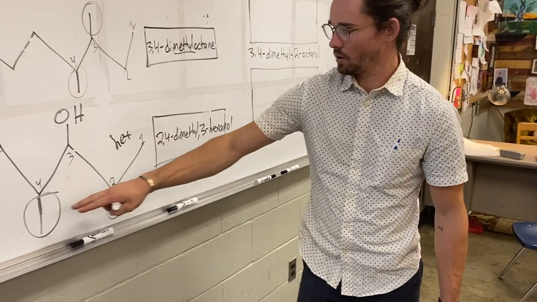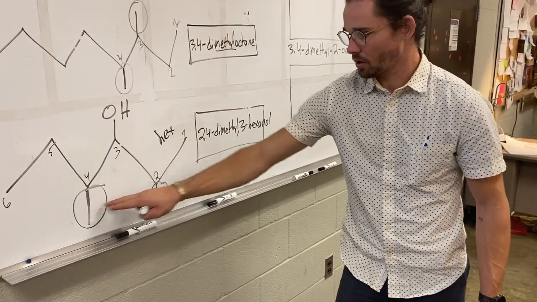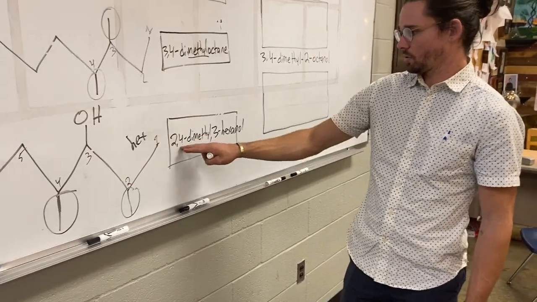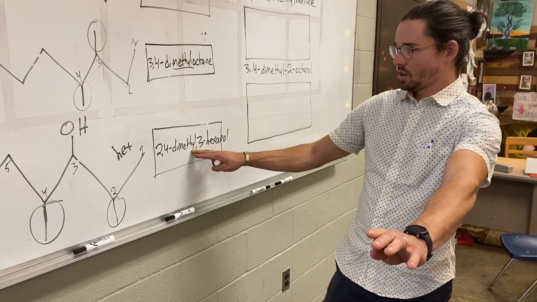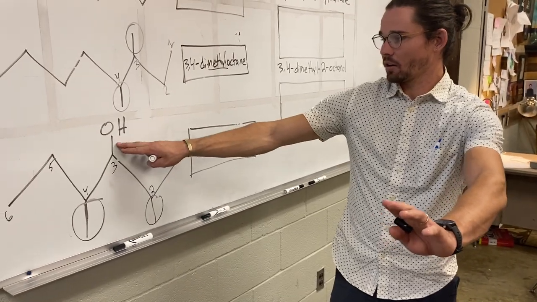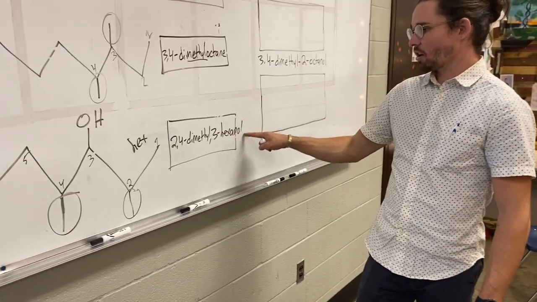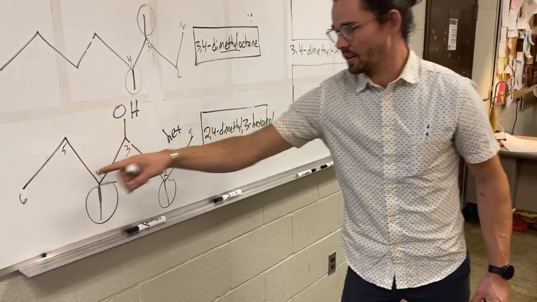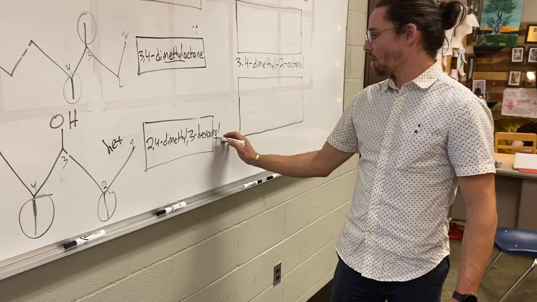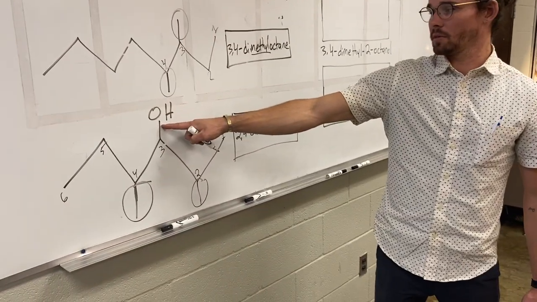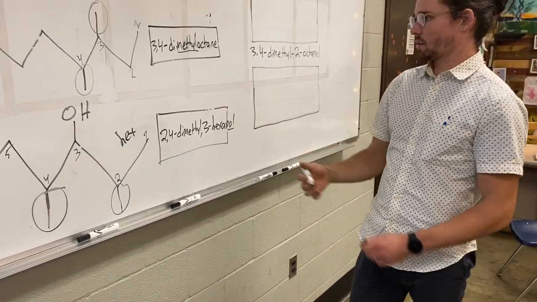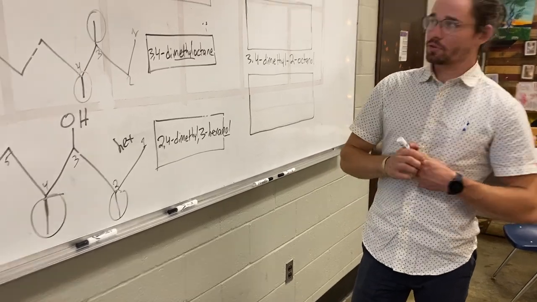Obviously, 2, 4, dimethyl. I have 2 methyl groups on carbon 2 and carbon 4. So 2, 4, dimethyl. That's easy. Carbon 3 is holding an alcohol group. So I name my parent strand hexanol. It's got 6 carbons, so hex, and then I end it in ol because it's got an alcohol group. So 3-hexanol. Watch that back if you don't understand it.